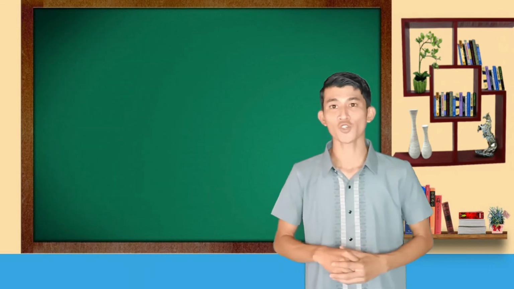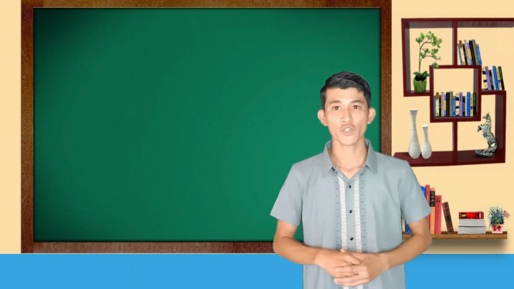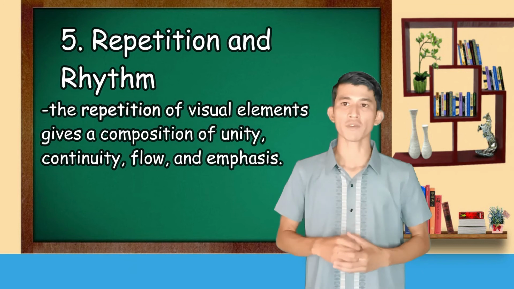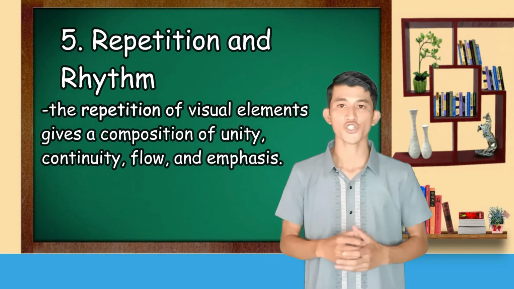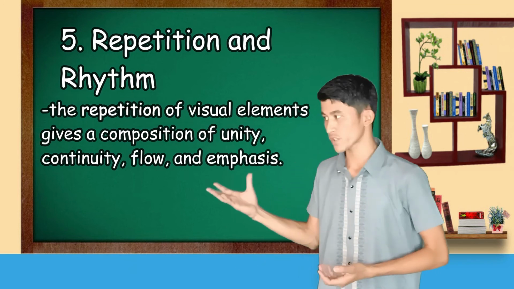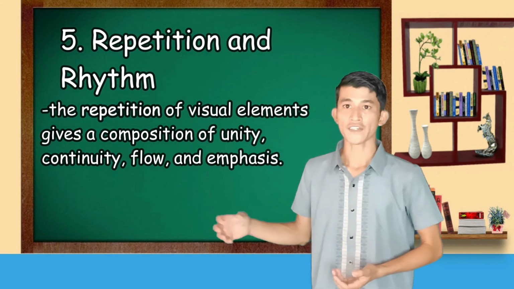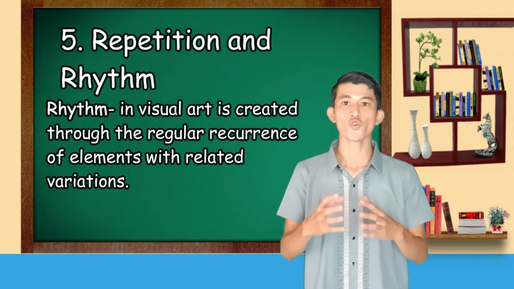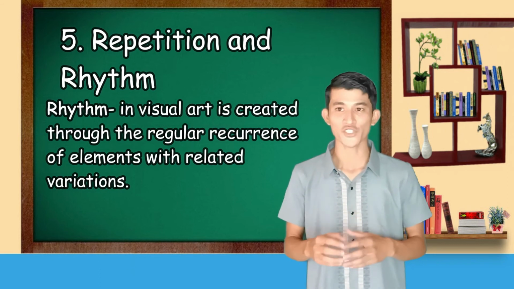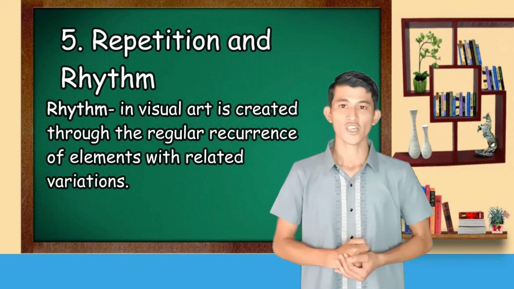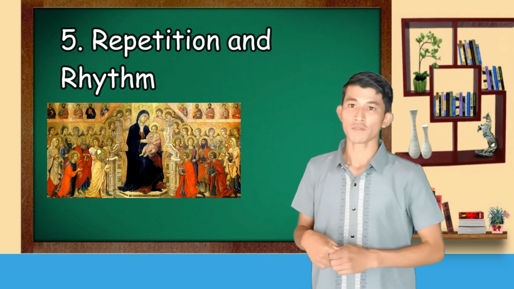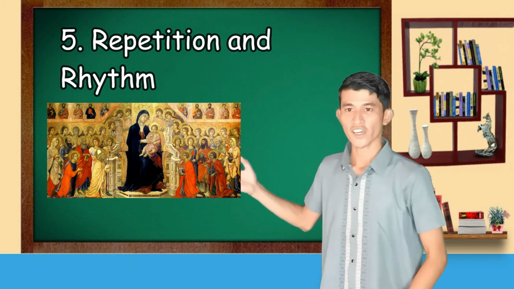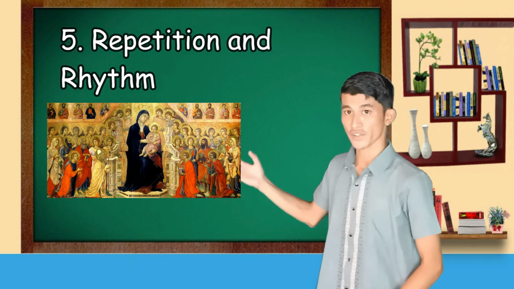Number 5, principles of design, class, we call repetition and rhythm. The repetition of visual element gives a composition unity, continuity, flow, and emphasis. Rhythm in visual art is created through a regular recurrence of elements with related variation. So this painting of Docio de Bonensigna, it is called Maestra. It shows repetition and rhythm.